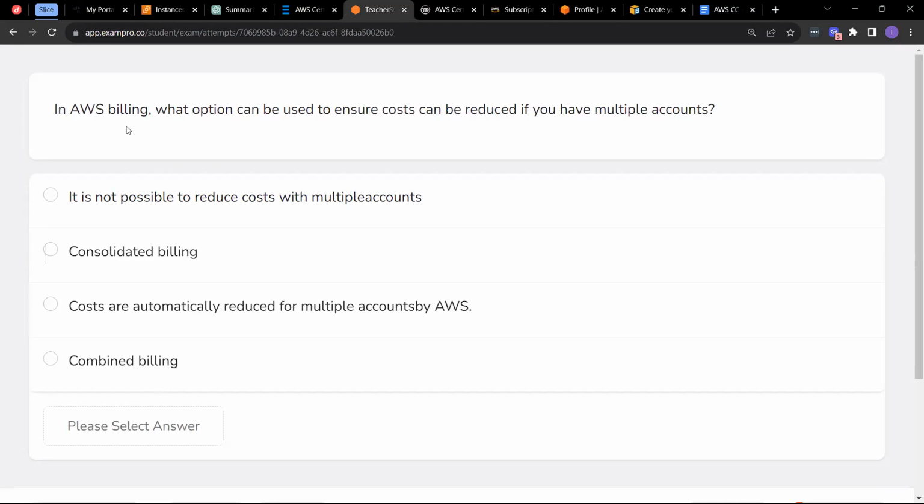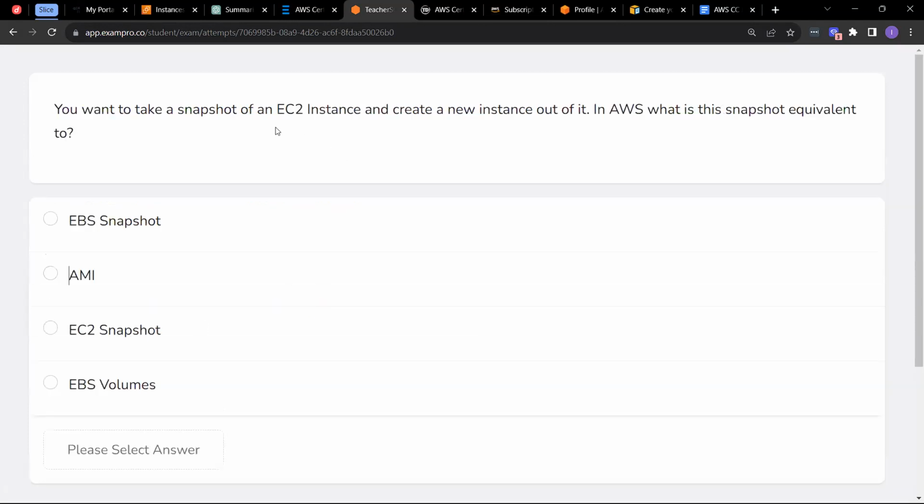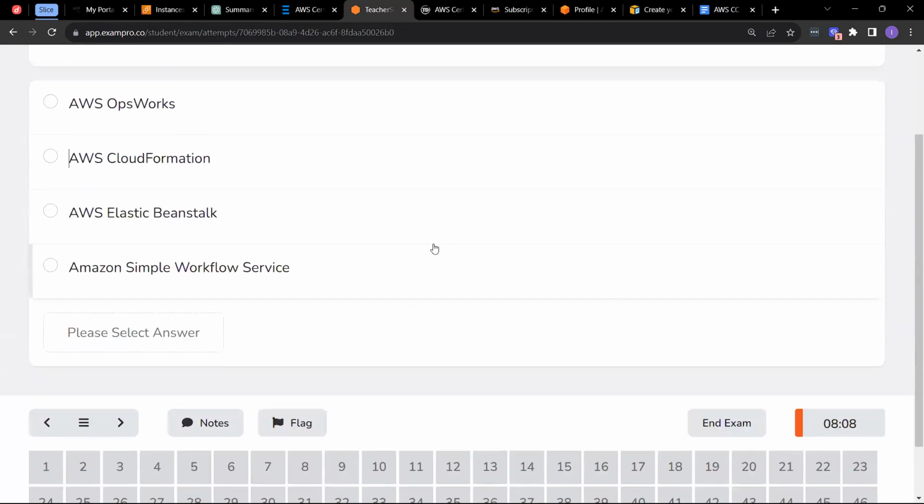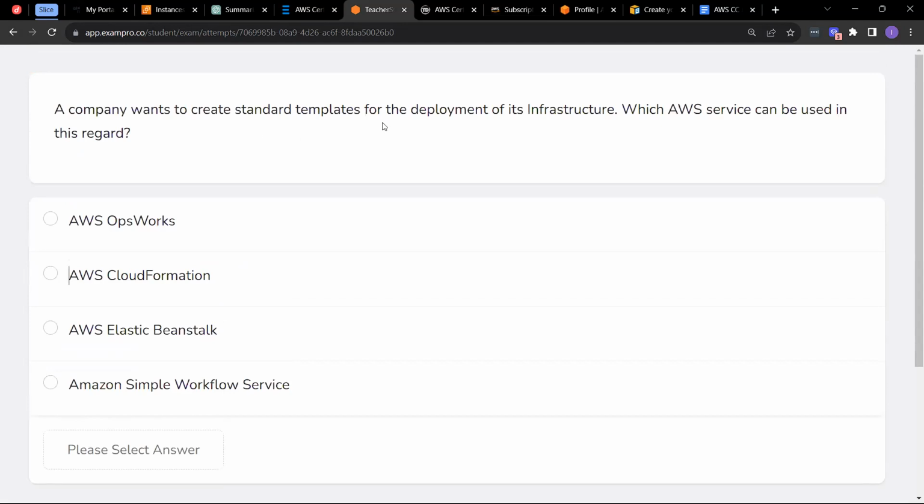In AWS billing, what option can be used to ensure costs can be reduced if you have multiple accounts? When we looked at the scenario just now, that is consolidated billing. You want to take a snapshot of an EC2 instance and create a new instance out of it. In AWS, what is this snapshot equivalent to? AMI, yes, AMI. A company wants to create standard templates for the deployment of its infrastructure. Which AWS service can be used in this regard?